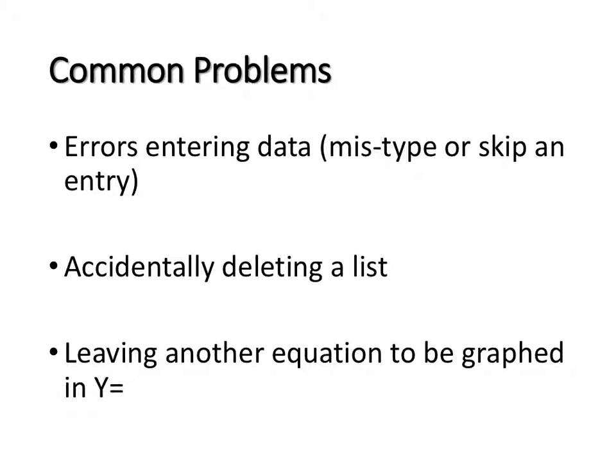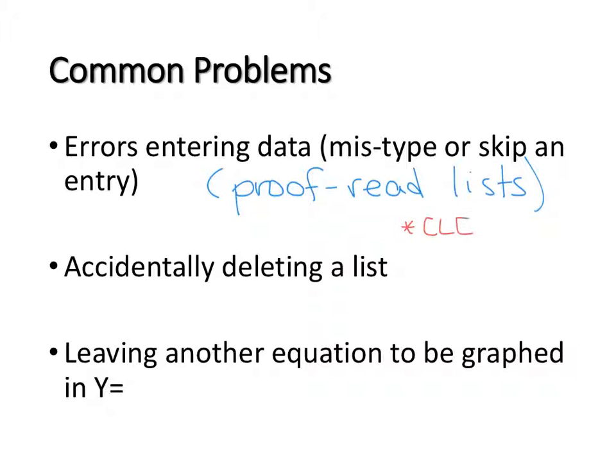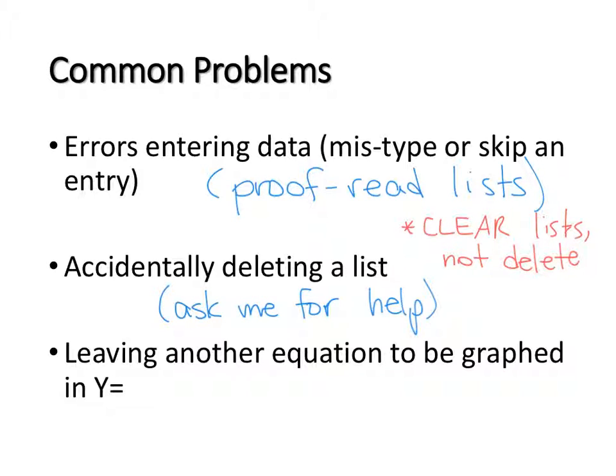Some common problems that students have. If we make errors entering the data, either mistyping a number so that we get a wrong coordinate point, or skipping an entry so we don't have complete pairs of x and y coordinates. To avoid this mistake, it's a good idea to proofread your lists before you continue. Another common mistake is accidentally deleting a list. To avoid this, when we want to empty out a list, use the clear button and not delete. If you've accidentally deleted a list, ask me for some help fixing that.